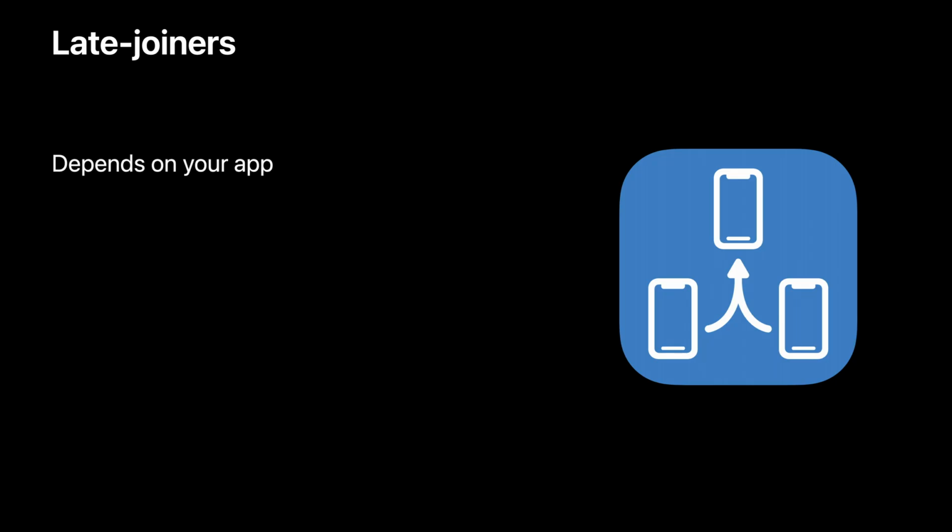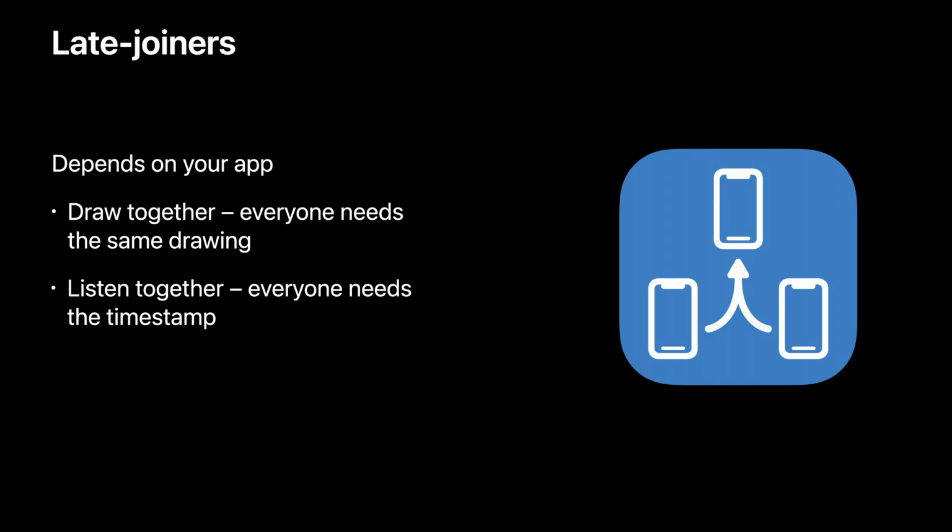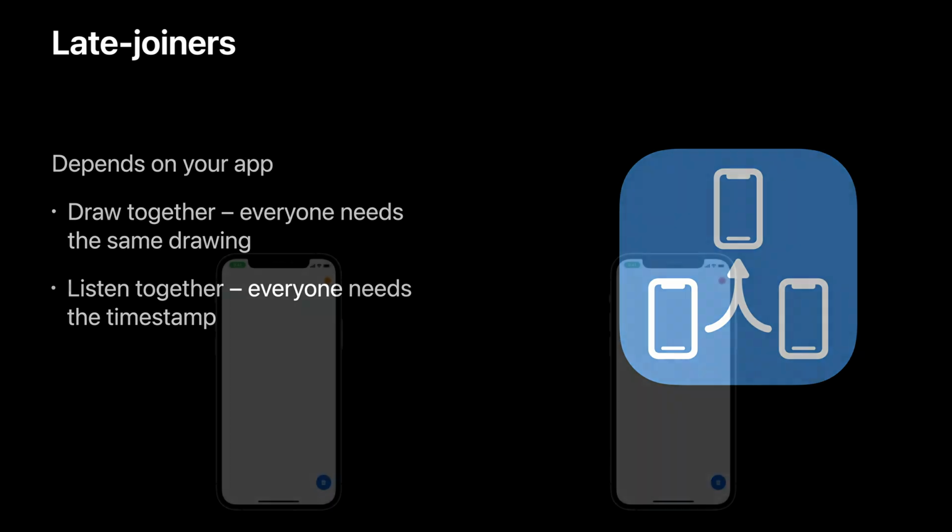To ensure a proper experience, late joiners need to be given the latest information so that all the devices are working off of the same data. Accounting for this scenario is critical to ensure a coherent user experience, but it isn't a one-size-fits-all. The data needed for this catch-up process will depend on your app and experience, so let's see how it applies to the Draw Together app.